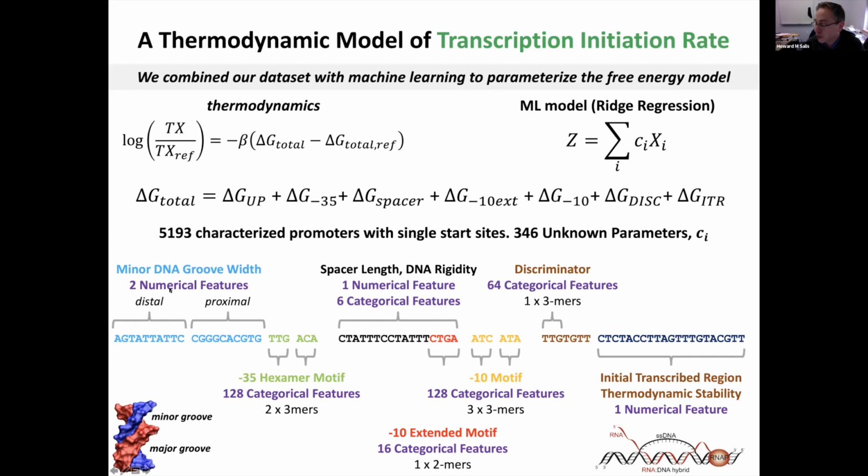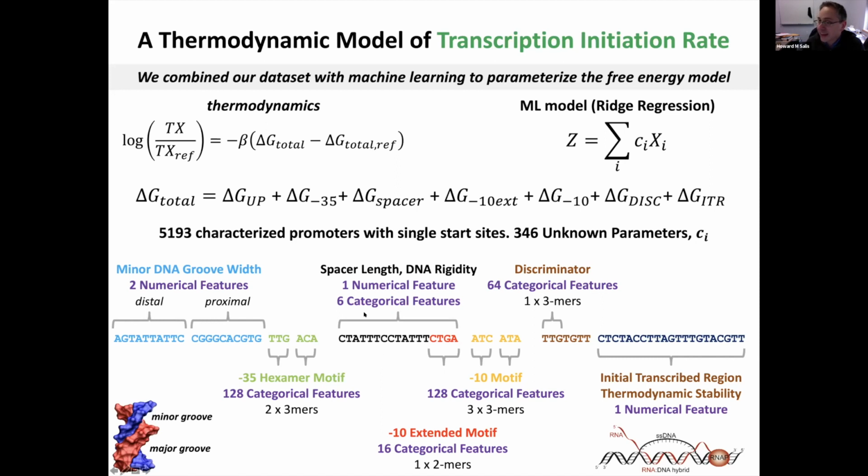And so we input a numerical feature, one for the distal site, one for the proximal site in the up region. And the goal of machine learning is to then tell us what the effect of the DNA minor groove width is on transcription rate. We can do the same thing with the spacer length, with DNA rigidity, and with the thermodynamic stability of the initial transcribed region. Those are all numerical features where we calculate a number and we plug the number into machine learning and we ask the question, what is the coefficient in front of this number that determines the binding free energy for that particular interaction?